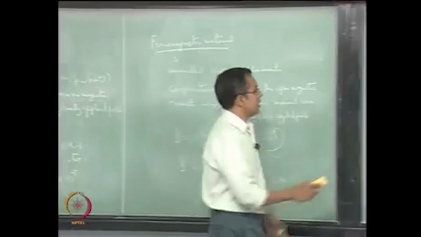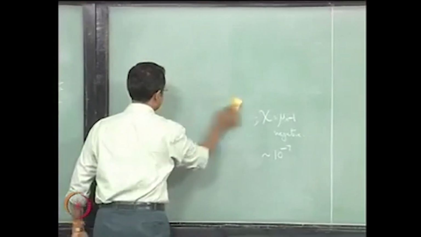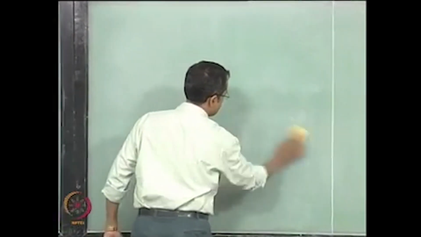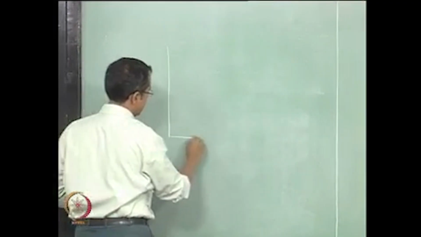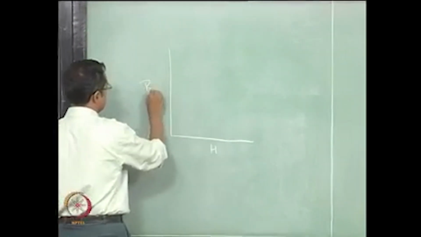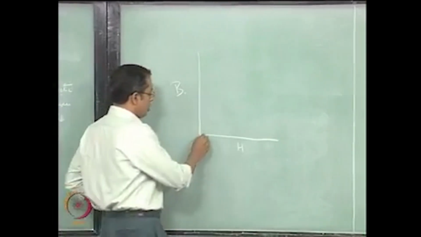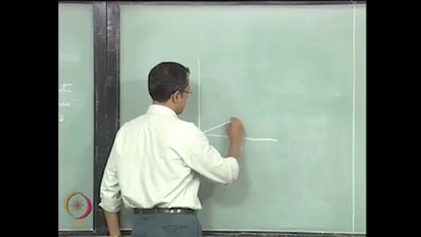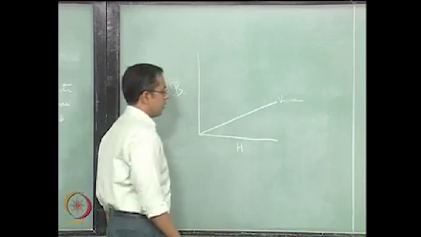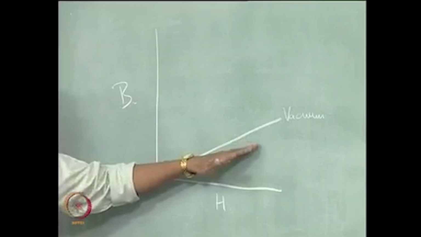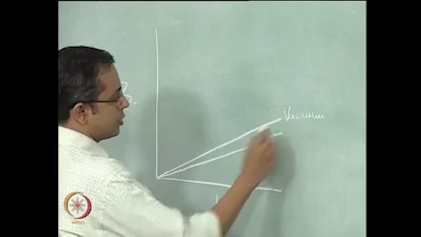So in fact, if you make a plot of B versus H, this is the field you are applying, and this is the field that is getting induced in the sample. For vacuum you will see a response here. A diamagnetic material will have a response which is less than that of vacuum because it is opposing the field. It is a very weak response and will show you a response like this; this is diamagnetic.